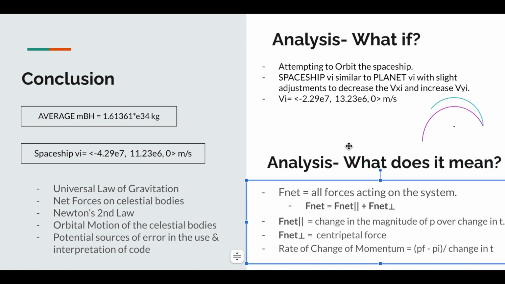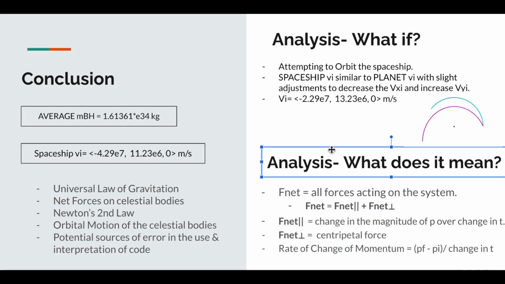And so, just to break down what everything means here, F net could be broken down into parallel and perpendicular components, and the parallel component is the change in the magnitude of p over the change in t, whereas the perpendicular component is the centripetal force. Whereas the rate of change of momentum is just momentum final minus momentum initial divided by the change in time. So this is a vector, and here we have the magnitude, and so yeah.